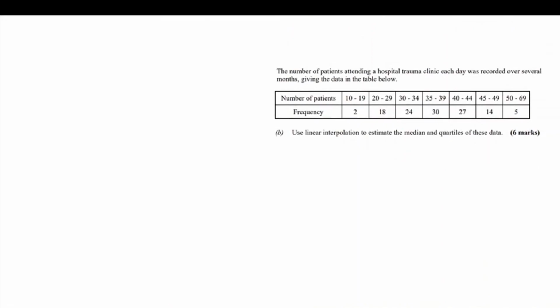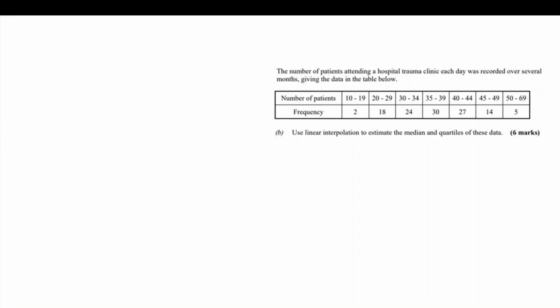So in this question, we've been told that the number of patients attending a hospital trauma clinic each day was recorded over several months, giving the data in the table below. Once again, looking at the table, the upper limit of one interval does not match the lower limit of the next interval. We need to make sure we close those gaps.